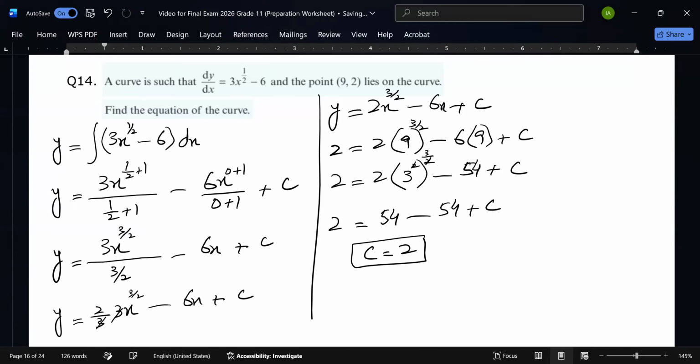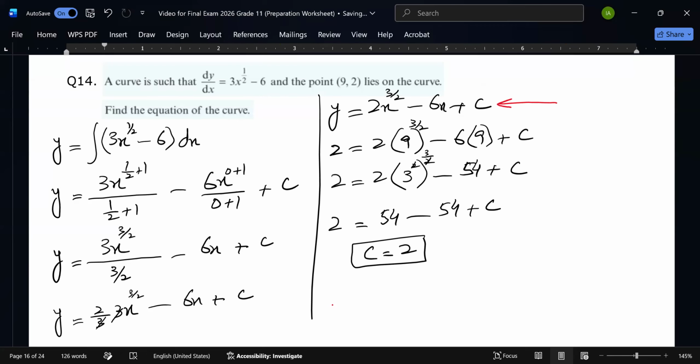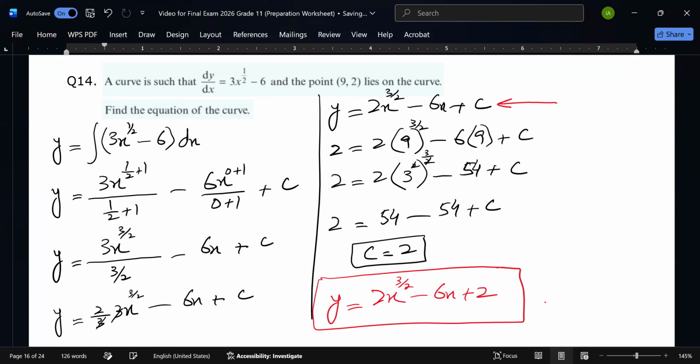But our last required thing, the equation. So we substitute the value of c in this equation. So y is equal to 2x to the power 3 upon 2 minus 6x plus 2. This is the required equation of the curve. Okay, let's take on the next question.